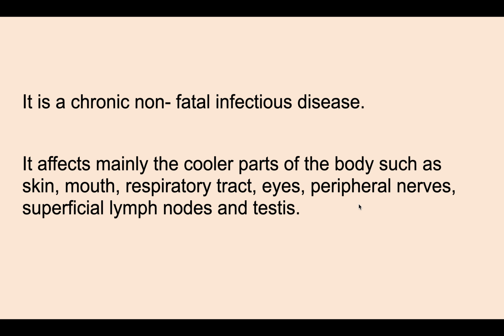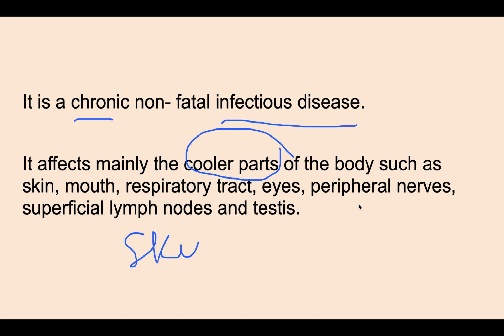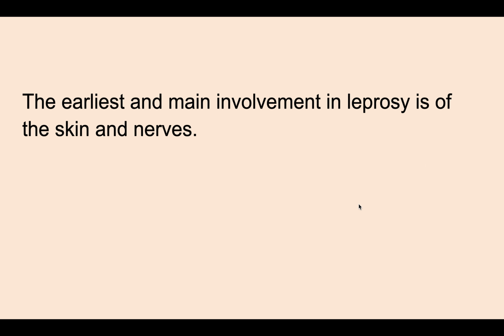Now, what is leprosy? It is a type of infectious disease. It's a chronic, non-fatal infectious disease, and it affects mostly the cooler parts of the body, such as skin, mouth, respiratory tract, eyes, peripheral nerves, superficial lymph nodes, testes. So these are all the cooler parts of the body. Mainly skin and nerves are involved in leprosy. Now, earliest involvement, I told you already, is of skin and nerves. A patient presents with the abnormality of skin and nerves.